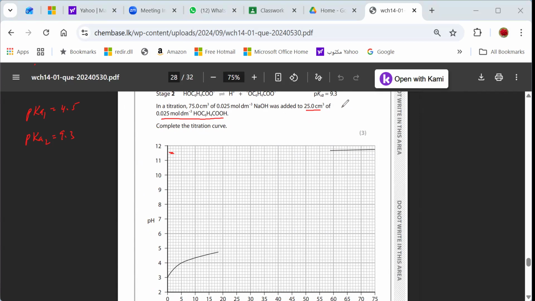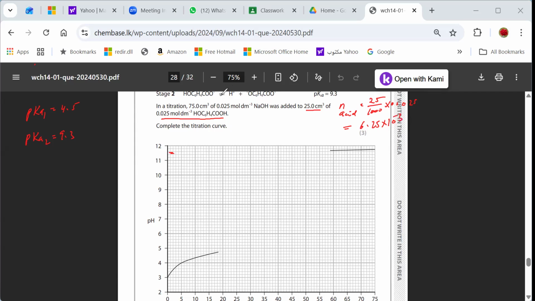To get the equivalence point, we have to get the number of moles of the acid, which is equal to 25 over 1,000, times its concentration, which is 0.025. So what do we get here? Let me do it on the calculator. So here we have 25 divided by 1,000 times 0.025. So I got 6.25 times 10 to the power minus 3.